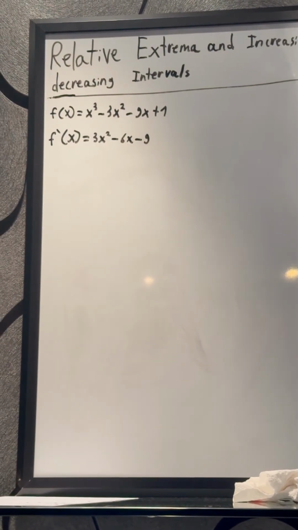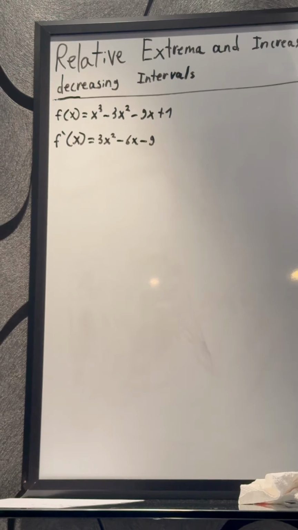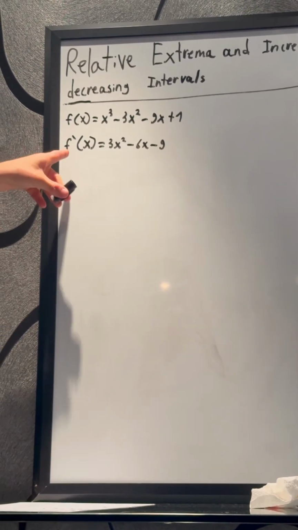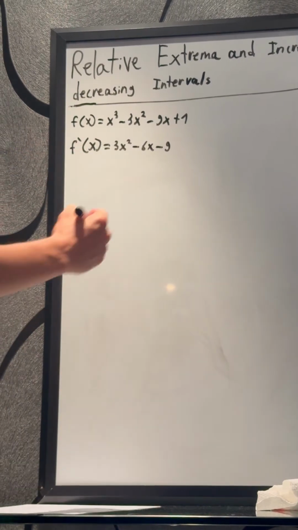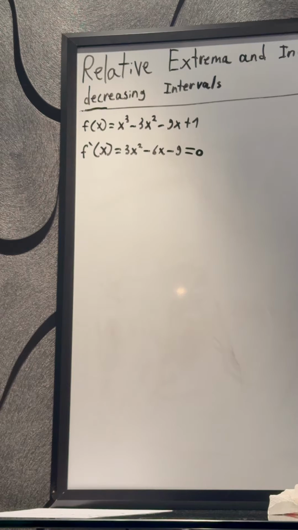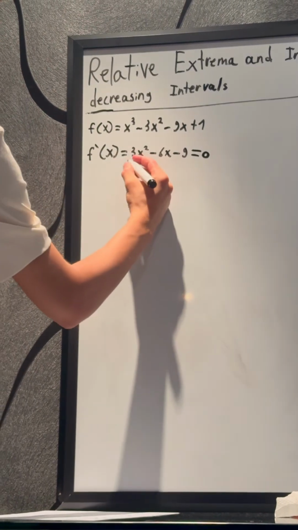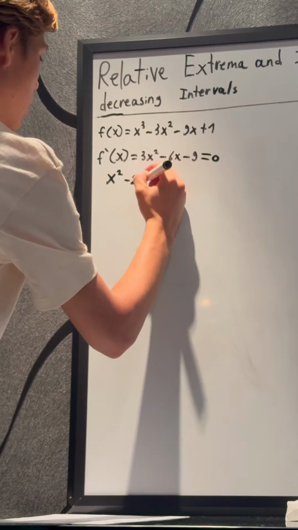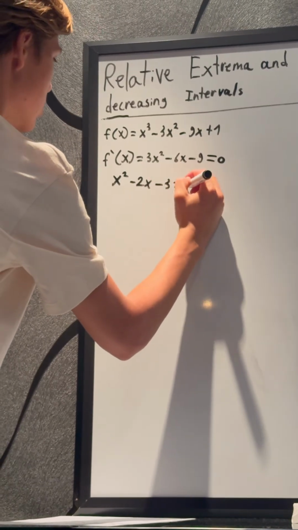And now, since we are looking for critical points, which are candidates for relative extrema, we can set the first derivative equal to 0. Now we just have to solve for this quadratic, and we can actually take out 3. We can divide each term by 3. So we're going to have x squared minus 2x minus 3 is equal to 0.